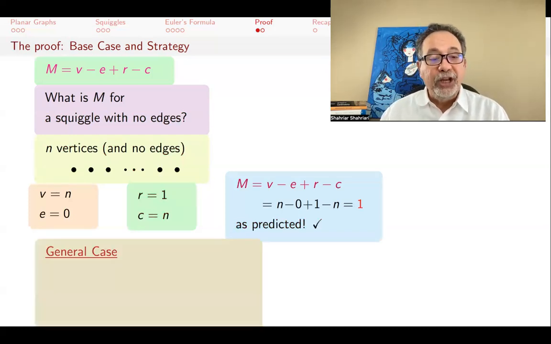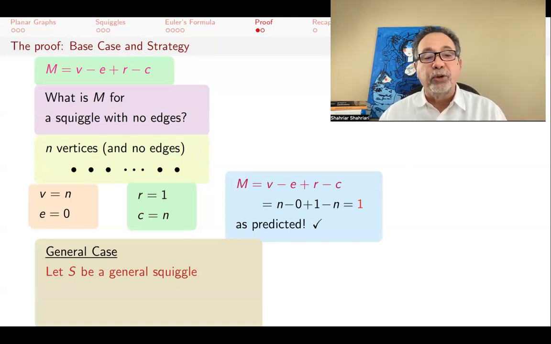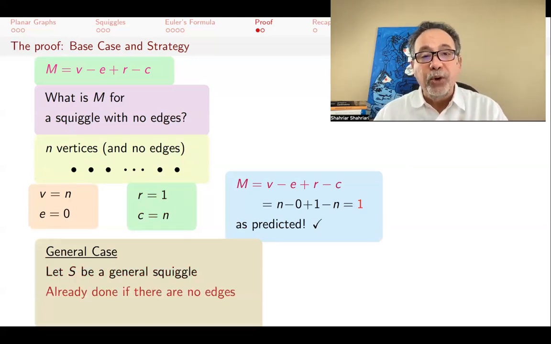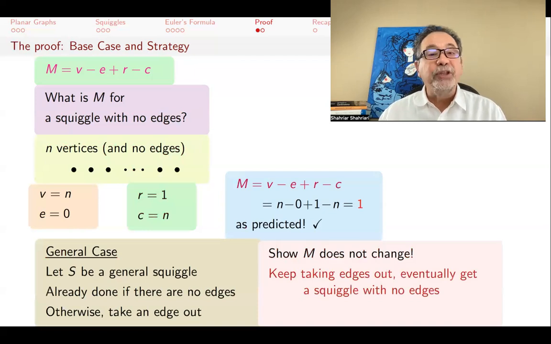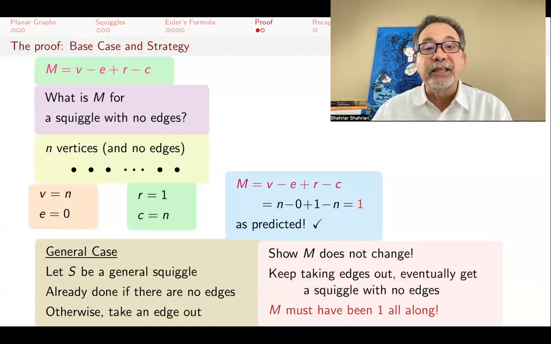Now, for the general case, we're starting with a general squiggle. We already know that if there were no edges, we're done. Otherwise, if there are edges, then we take one out, and we show that M does not change. And we keep taking edges out, and M keeps not changing, and eventually we get to the squiggle with no edges, and for that we know that M is 1. And so M must have been 1 all along, because no matter what it was at the beginning, it never changed, and we got to where the M was 1.